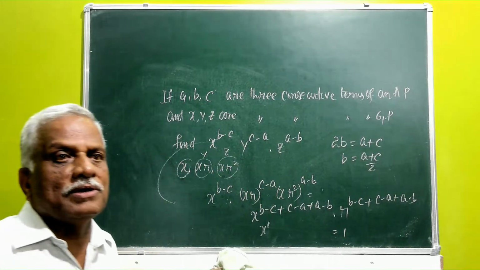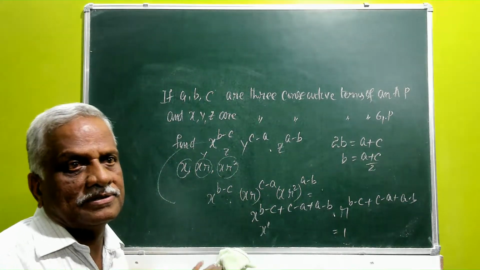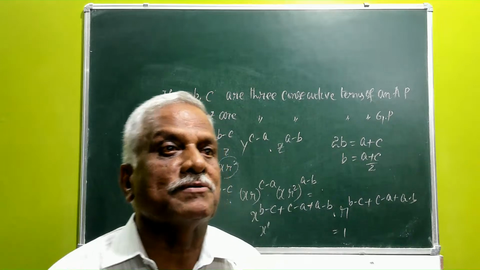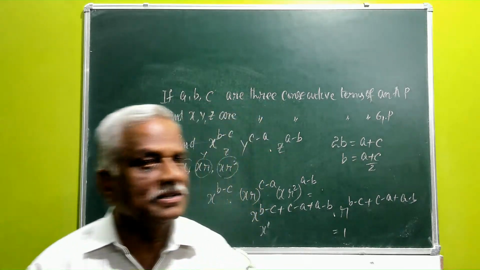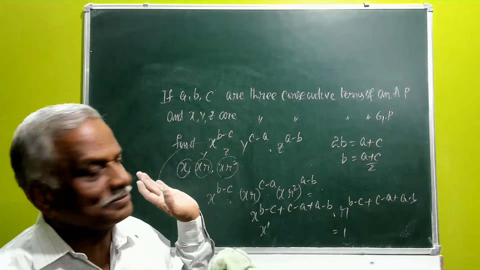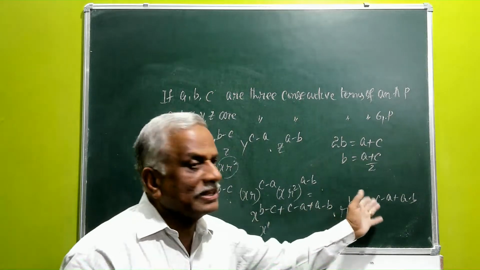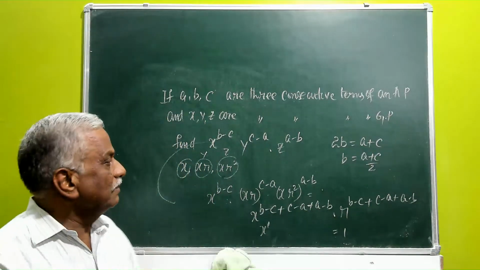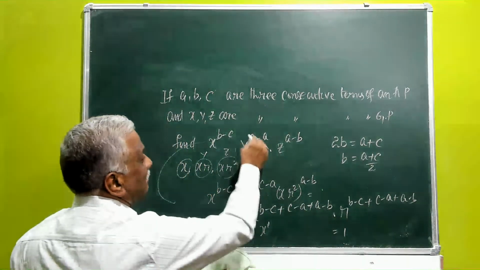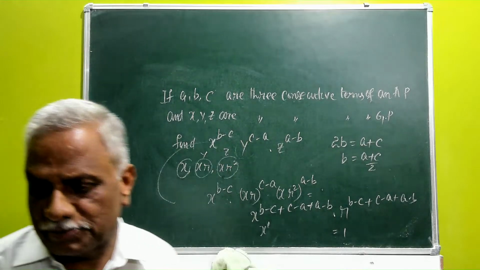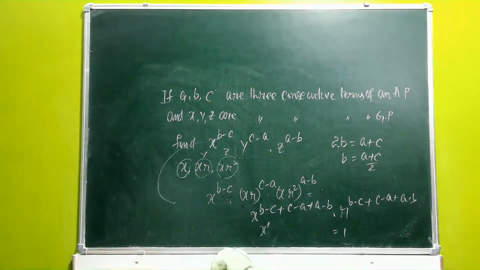So if a problem like this is given in the examination, with three consecutive terms of an AP and a GP, don't worry, the answer is equal to 1, because everything will cancel. The only point you need to remember is that instead of taking it as y, you call it as xr. I think with this, today we shall close our class.